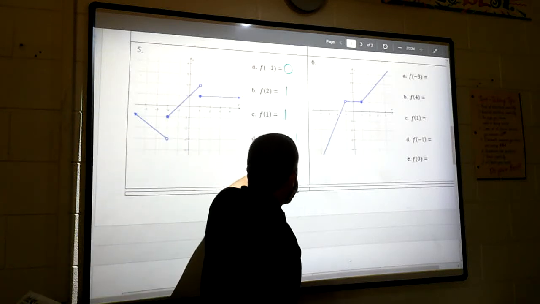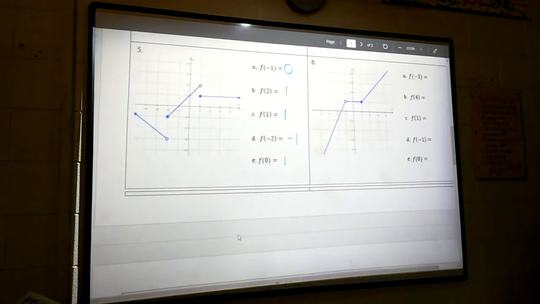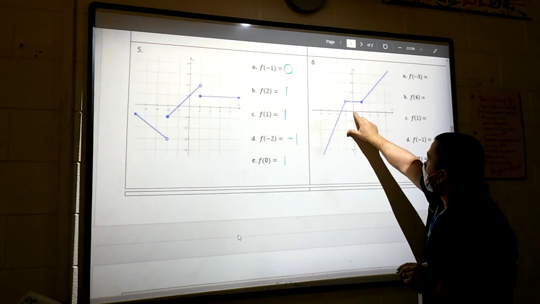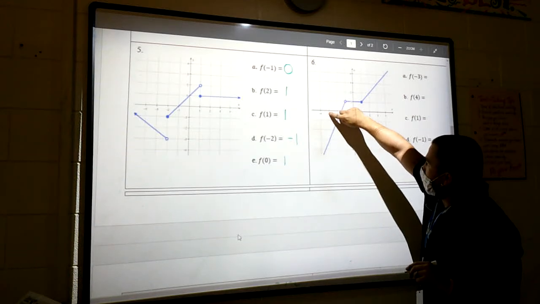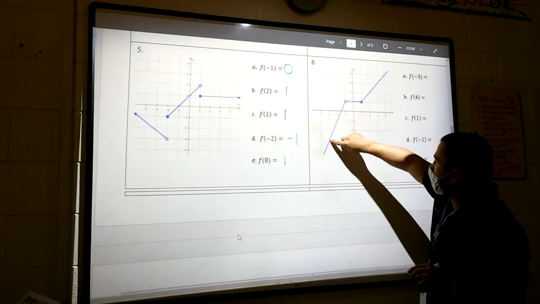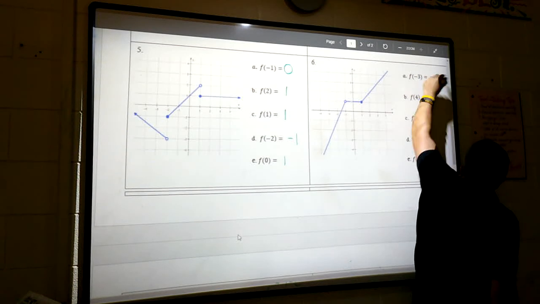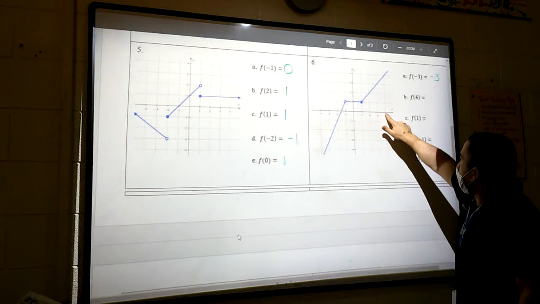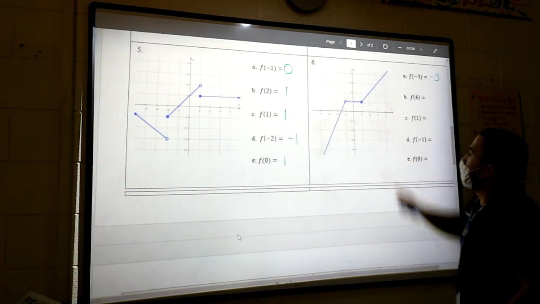So it's always where you're going left or right in parentheses, and then you can look at your graph and tell where it's at. So your x value is in parentheses. So look at A in number 6. F of -3. So I go over to -3, and I look where my graph is. When I go over to -3, my graph is actually at -3. Okay? F of 4. When I go over to 4, my graph actually is also at 4. So you kind of got lucky, it was the same number there.